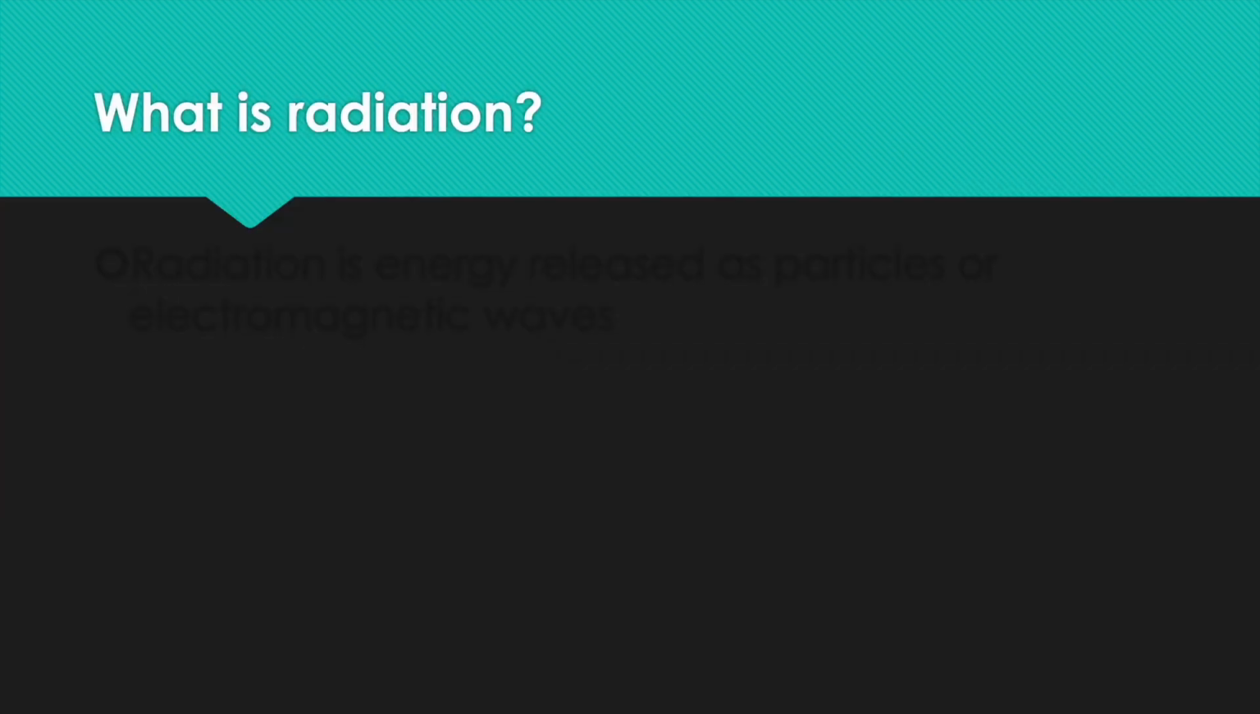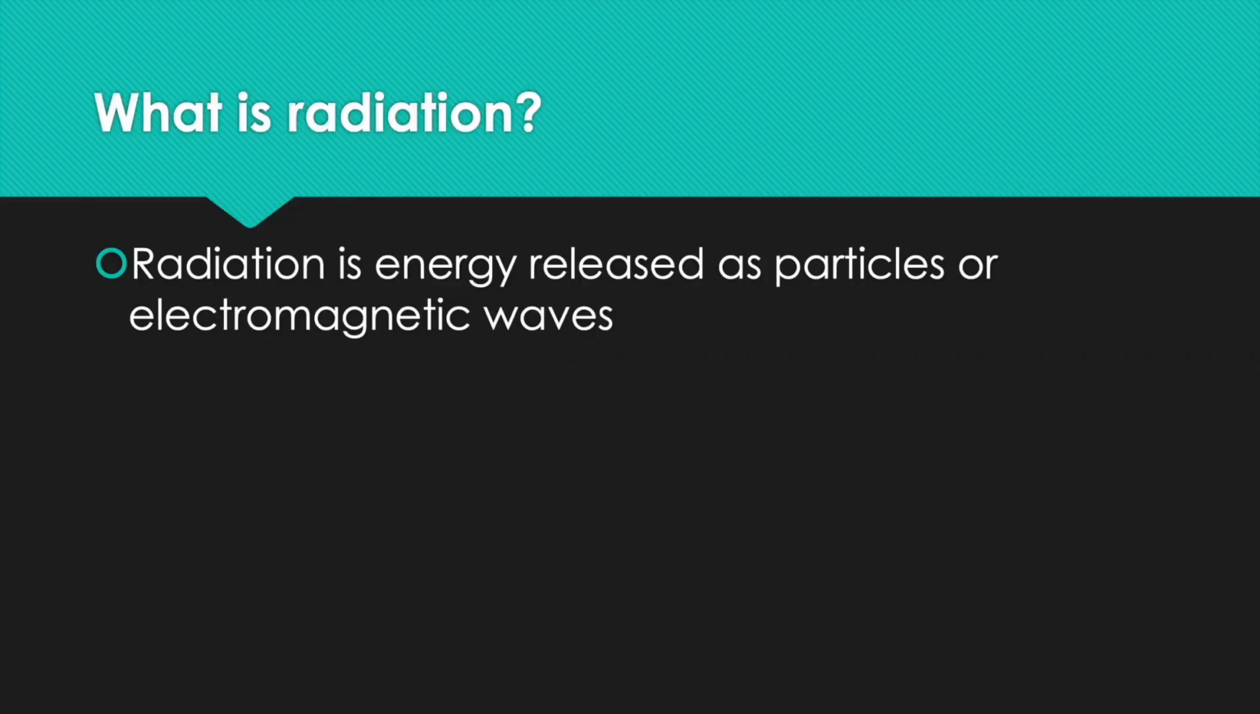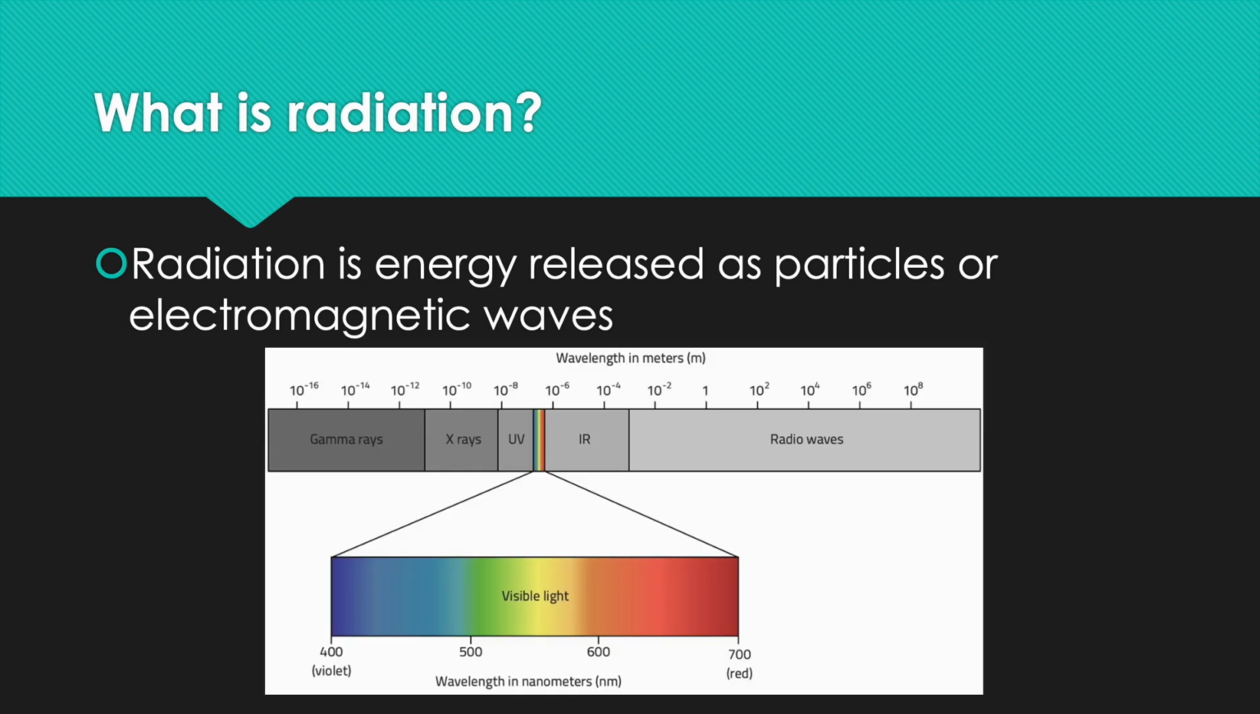So first off, what is radiation? In general terms, radiation is energy that's released in the form of particles or electromagnetic waves. So that means any kind of wave from the electromagnetic spectrum is a form of radiation, anything from gamma rays all the way to radio waves. Which might be surprising because we typically think of radiation as being something harmful. But not all radiation is in fact harmful.